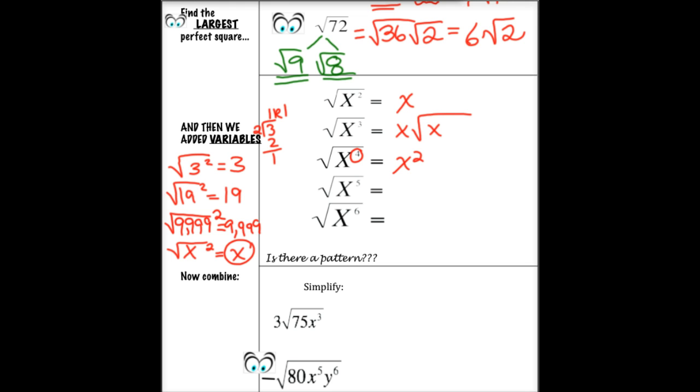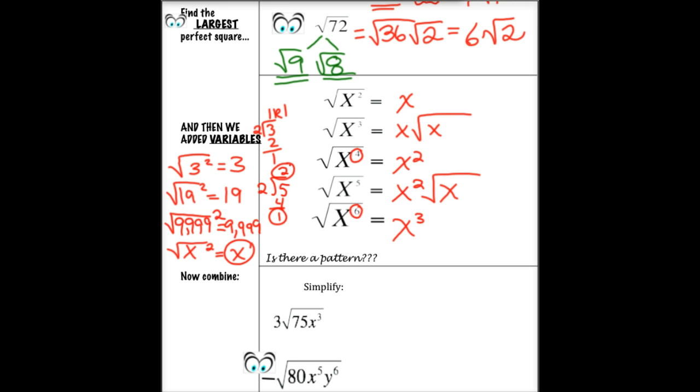Divide 5 by 2. And you wouldn't do it by hand, you do it in your head, but just so you can see it. 2 x's would come out, because there's 2 2's in 5. But I would again have 1 that would remain in. So I'd go x squared root x. So notice the pattern here. The last one, 2 goes into 6 evenly 3 times.